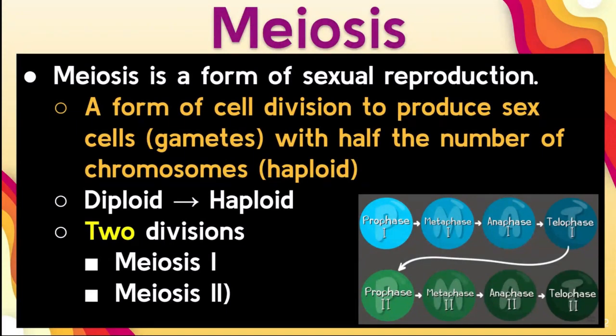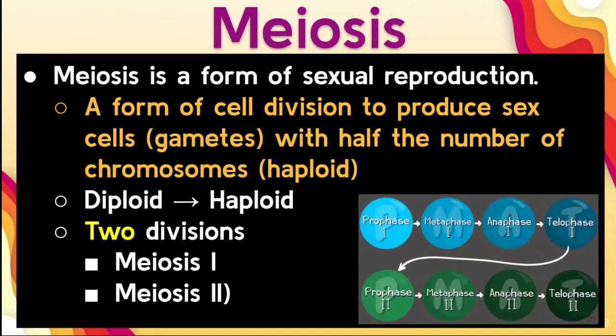Meiosis is a form of sexual reproduction, and this is a form of cell division that's specific to form sex cells, or what we also call gametes. At the end of it, it's a half cell that's being made, and we use the term haploid. And so in this process, we take a diploid cell that goes to a haploid cell, and there's two divisions, meiosis 1 and meiosis 2.